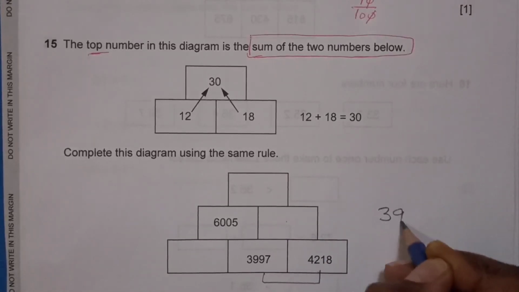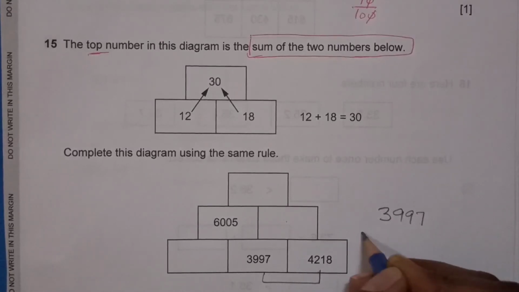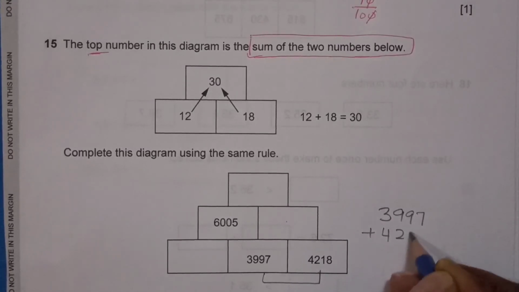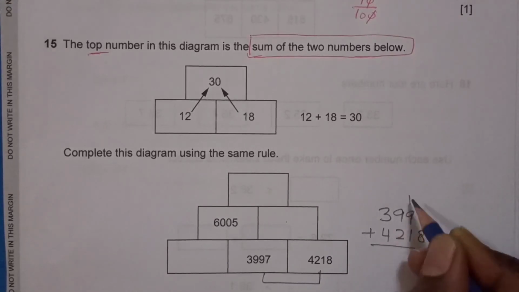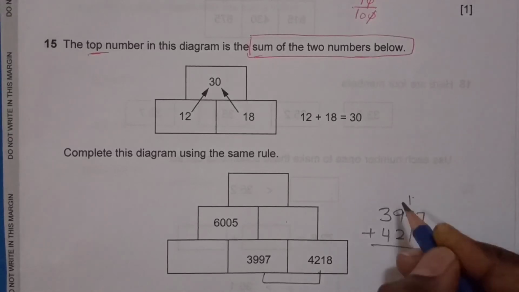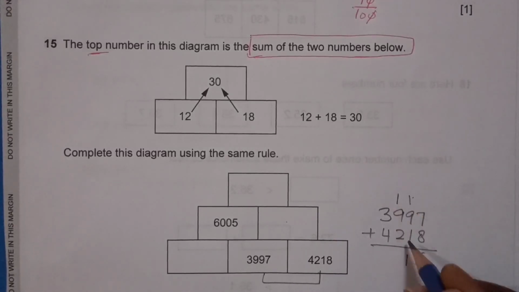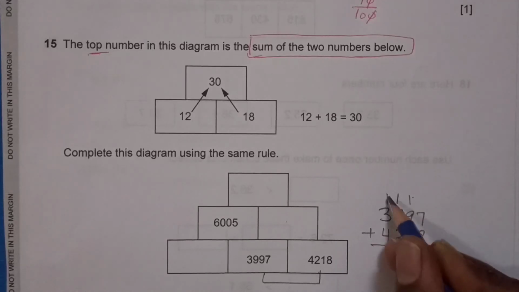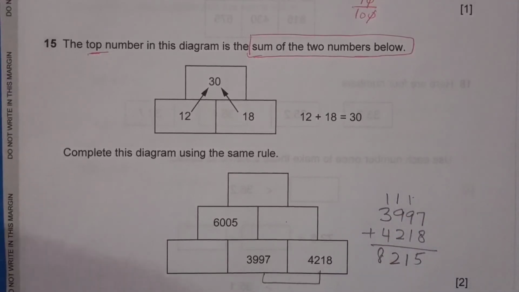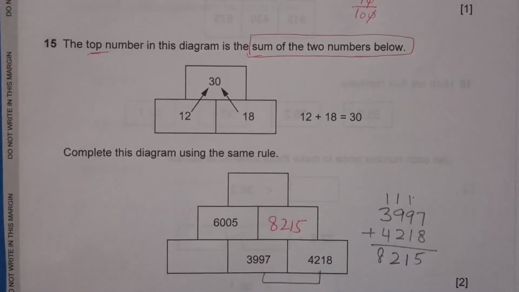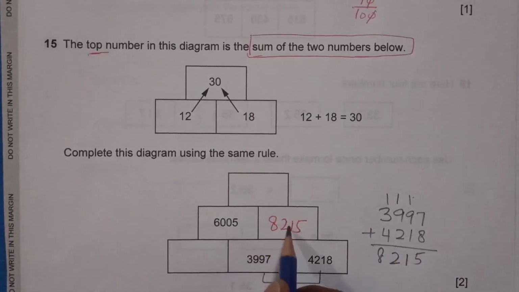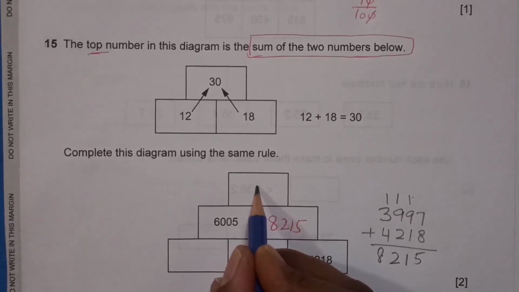So 3997 plus 4218. When you add this, 8 plus 7, 15, 1. 9 plus 1, 10, plus 1 is 11, 9 plus 1, 10, plus 2, it is 12. Then 4 plus 3, 7, plus 1, 8. So we will have here 8215.